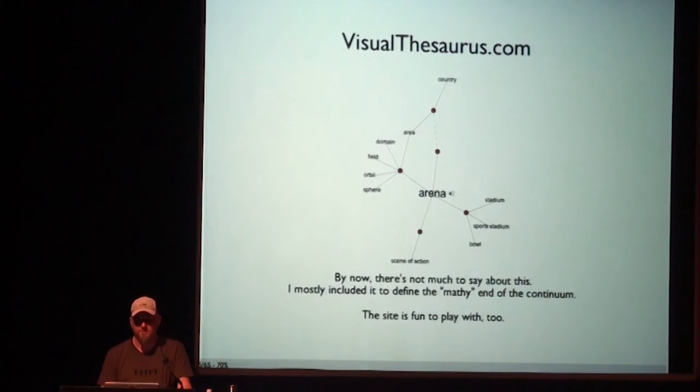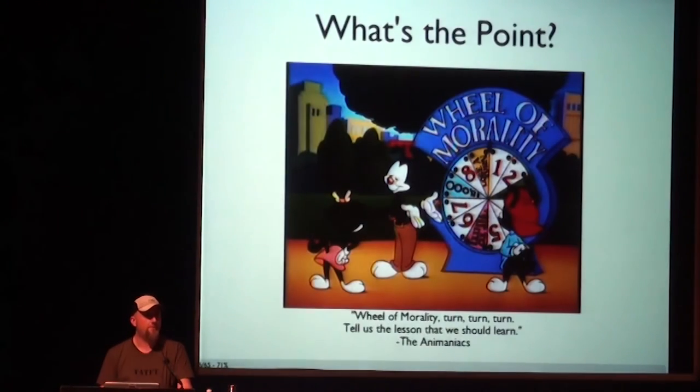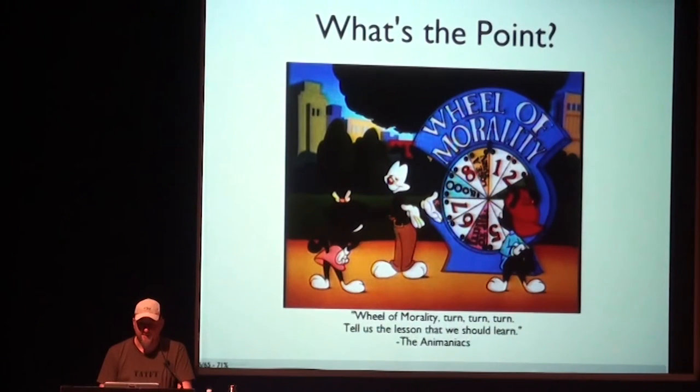And I only included the visual thesaurus because when you look at it, it's completely obvious what it is, and you don't have to have any idea of what graph theory is, but no translation is required to think of it as a graph. It's sort of the mathy end of the continuum of graph theory. So, the point.